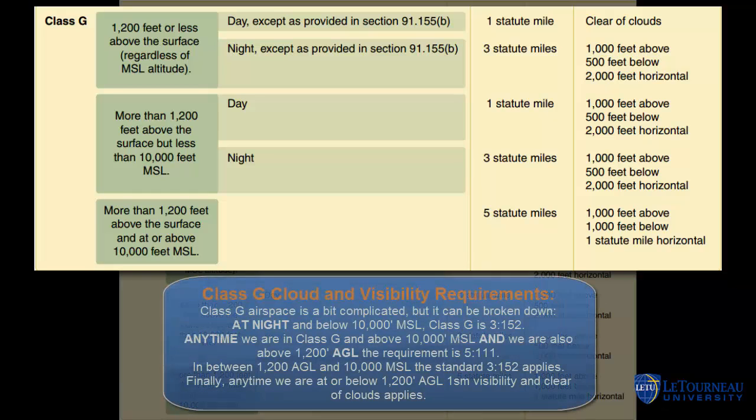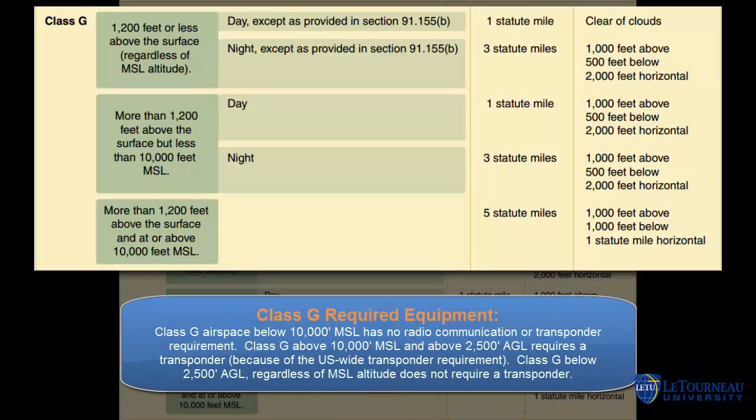Alright, now let's talk about Class G airspace. Class G has quite a few differences depending on your altitude and the time of day. Class G airspace is a bit complicated, but it can be broken down. At night and below 10,000 MSL, Class G is 3152. Anytime we are in Class G and above 10,000 MSL and we are also above 1,200 AGL, then it's 5111. In between 1,200 AGL and 10,000 MSL, the standard 3152 applies. Finally, anytime we are at or below 1,200 AGL, 1 statute mile visibility and clear of clouds is the requirement.